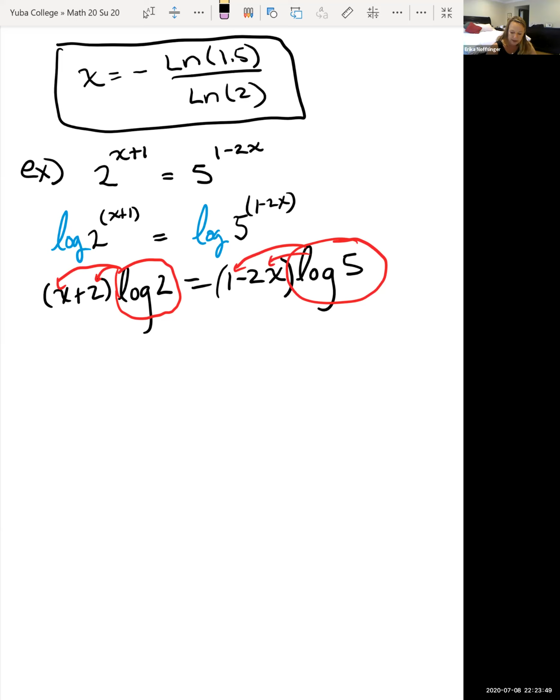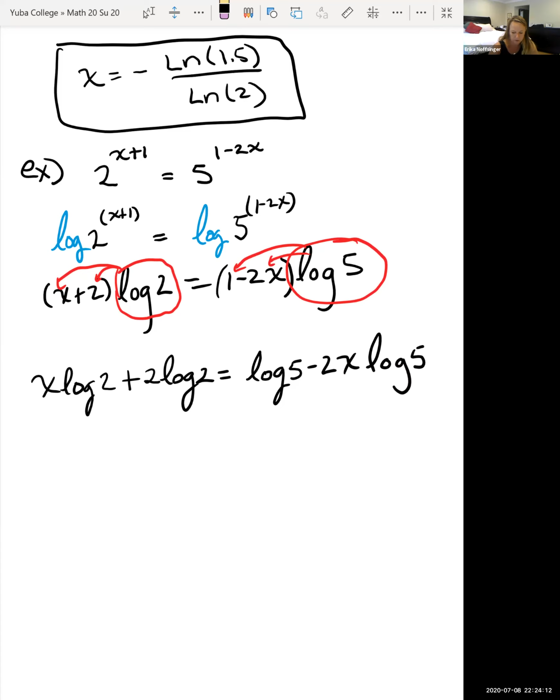And so we would get then x log of 2 plus 2 log of 2 is equal to distributing our log of 5. So log of 5 minus 2x log of 5. Okay, so looking at this equation, let's look at our terms with x. Notice that all values of x are just raised to the first power. So we got a linear equation here.